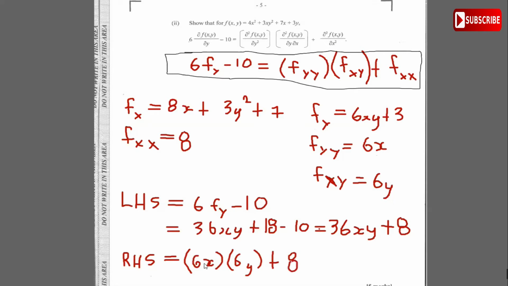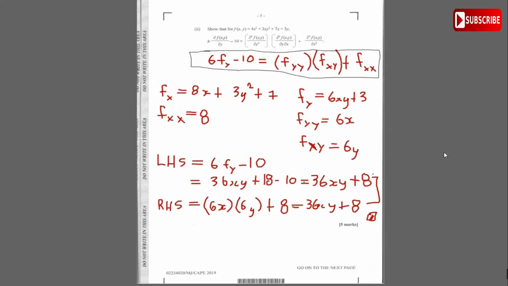All right, now 6x times 6y is 36xy. So this is 36xy plus 8. So I get 36xy plus 8. Nice. Now look at it. These two are the same, so it's proven. Those two are the same, so it's proven. That's how you do that. Nice. So we justified this. Nice and easy.